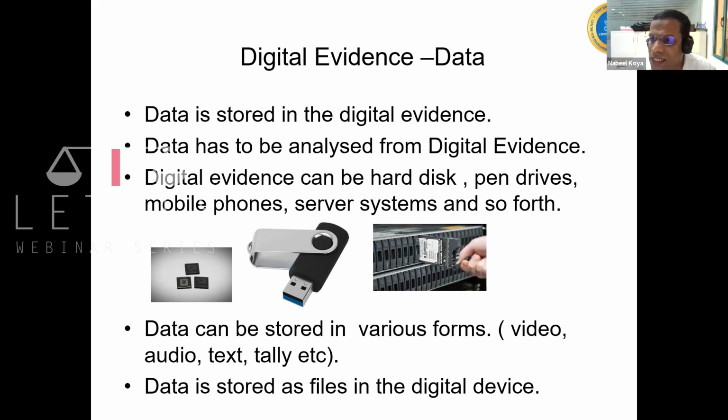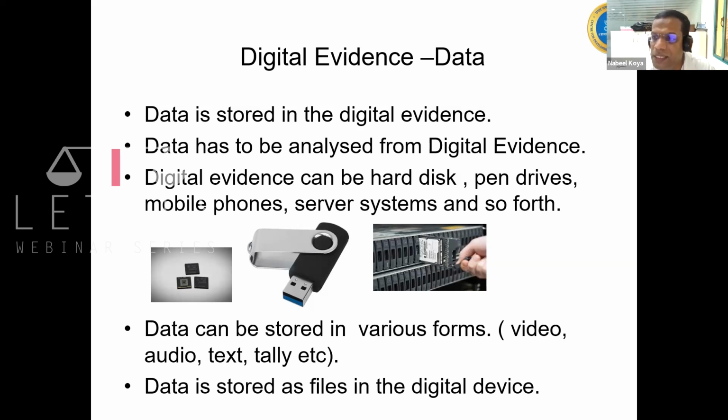And whenever you get a digital evidence, you need to analyze this data. So digital evidence can be a hard disk, it can be a pen drive, it can be a mobile phone, it can be server systems, and so forth. And if you can see here a diagram which I've shown, this is the internal memory, or the system on a chip, of a mobile phone. So this is a hard disk, this is a pen drive. The reason being, in a mobile phone, you cannot detach your storage media from your motherboard or your chip. It's embedded into the system.